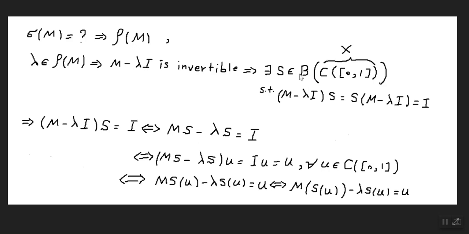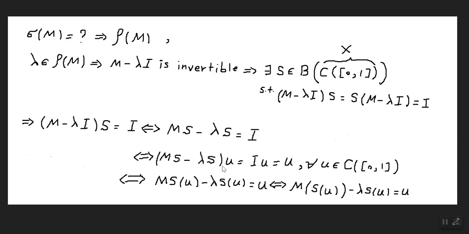When we say these two operators are equal, this means for every element u, for every continuous function here, we have MSu minus lambda Su must be equal to Iu, and Iu equals u because it is the identity operator. Correct or not?